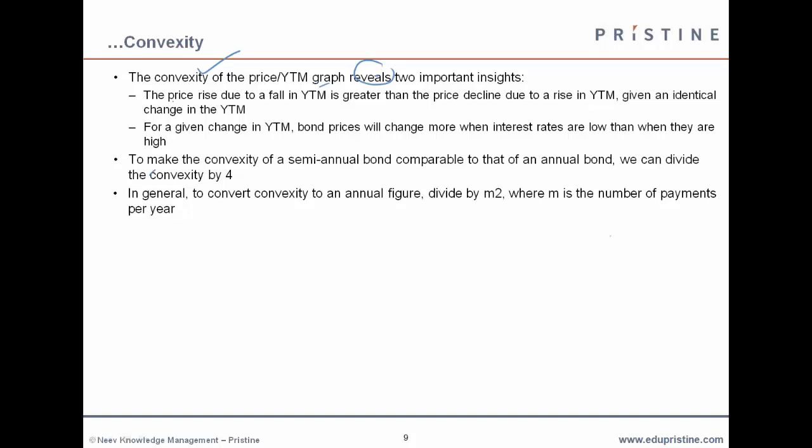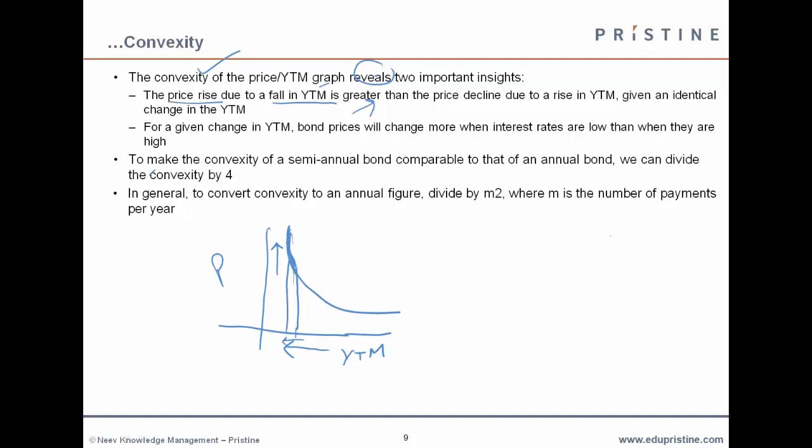First, the price rise due to a fall in yield to maturity. Let's draw the graph again and understand carefully. When the yield to maturity or the interest rate in the market falls, the price rise is greater. Can you see the exponential increase? A small reduction in yield leads to a very high change in price. On the other hand, if the YTM increases, the decline in price is smaller. Can you see that?